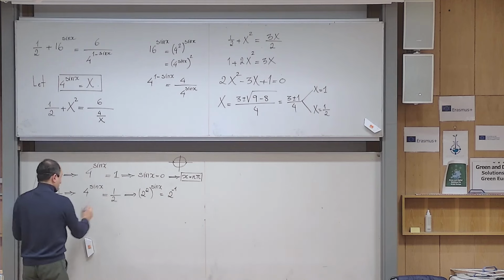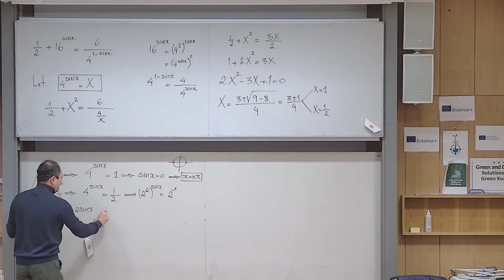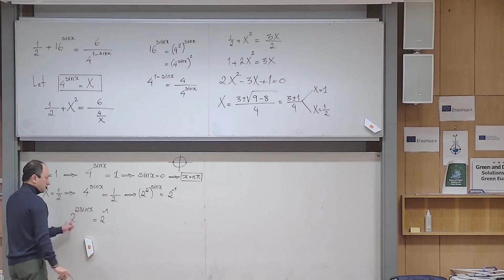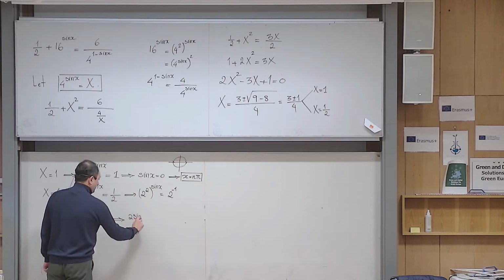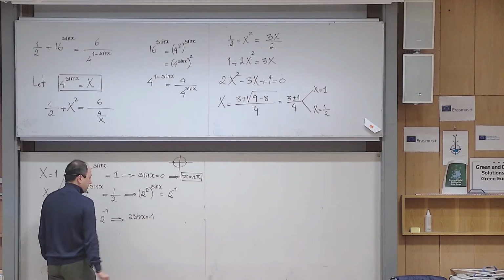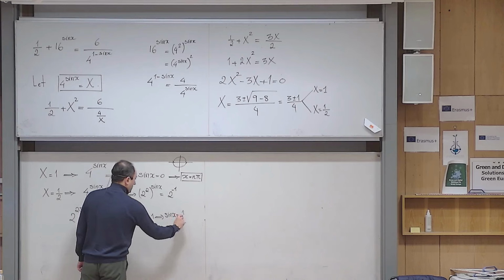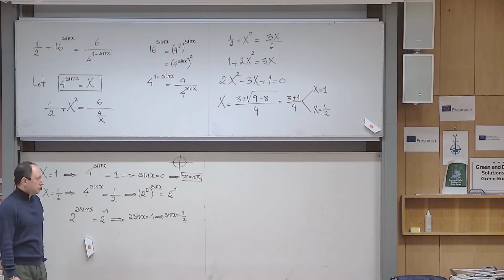And now what happens, the left side becomes 2 to the 2 sine X equals 2 to the power of -1. I have two powers, and I have equality between them. The bases are the same, so this can only happen if the exponents are also the same. So 2 sine X equals -1, so sine X becomes -1/2. And now I have to solve this very simple trigonometric equation.